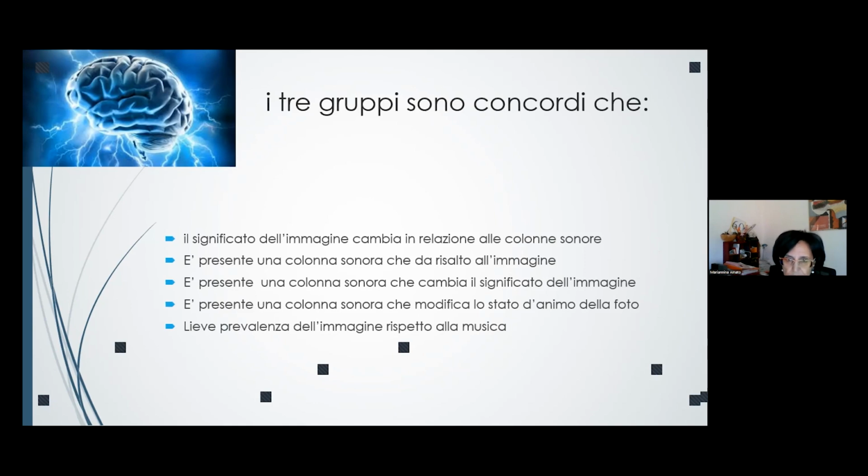Okay, all three groups agreed on the fact that the meaning of the pictures changed if the music changes. There is one kind of music that emphasizes the sequence of the images. There is one kind of music that changes the meaning of the images. There is one kind of music that is also able to change the emotion while we look at the pictures. And they still prefer the images over the music. Next slide, please.